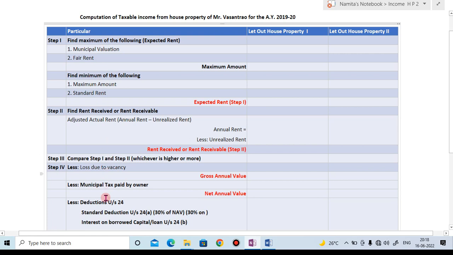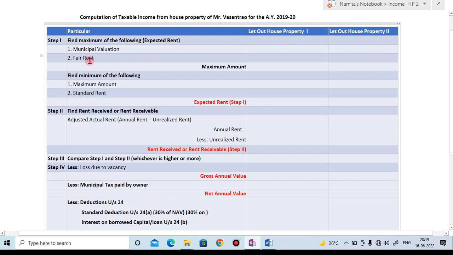Now we have to compute the taxable income of house property for house number 1 and house number 2. So in particulars you have to follow these steps. For both the houses we have to compute the income from house property. So write particulars, then let out house property number 1 and let out house property number 2.